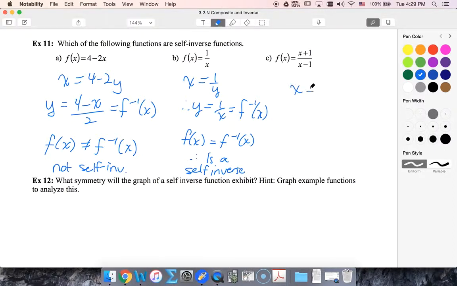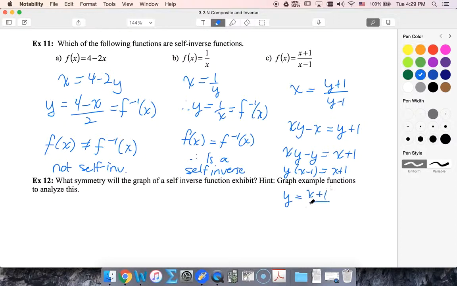All right, x equals (y plus 1) over (y minus 1). In this situation, I have got two different y's. I want to get them together somehow. So I'm going to multiply this to the other side. xy minus x is y plus 1. I'm going to isolate my y's, so I'm going to pull them both to the same side. I'm going to get rid of this x. Now I'm going to factor out the y, and then isolate y. So that is a function, and it's the same as f of x, so this is a self-inverse.